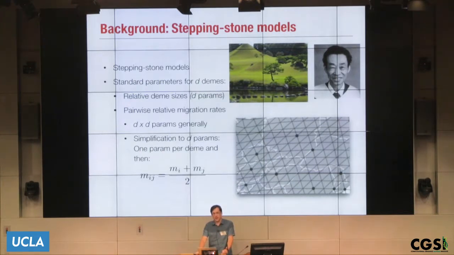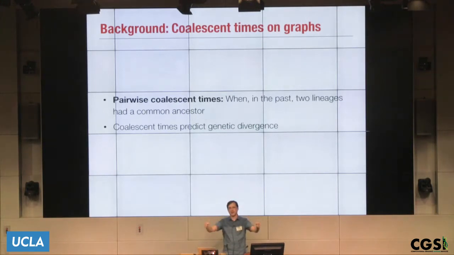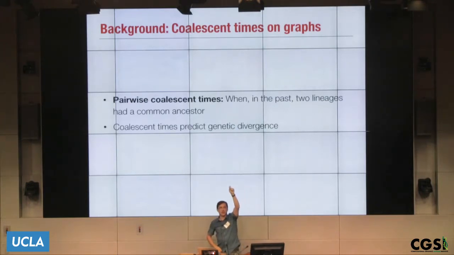Then within that model, a key thing to think about is what are the pairwise coalescent times? So how much time do we have to go back into the past until two lineages have a common ancestor? In particular, say, the piece of DNA that my mother gave me and the piece of DNA that my father gave me, how far back do I have to go until those two pieces of DNA were handed down to two different offspring by a single common ancestor? That time is really essential for determining how different two pieces of DNA will be. If that time was deep into the past, then my two pieces of DNA will be different and I'll be a heterozygote at that location in the genome. If they were very recent, then my two pieces of DNA will be similar and I'll be a homozygote. So coalescent times predict genetic divergence.